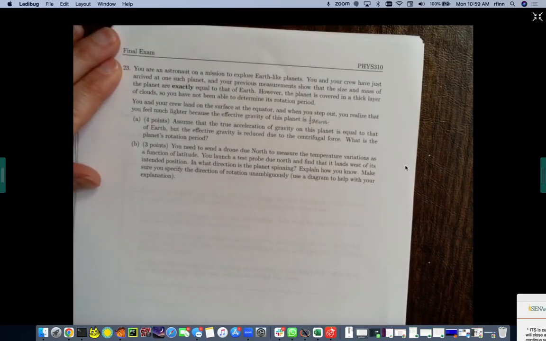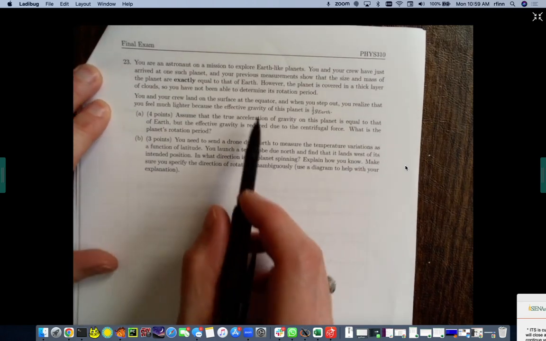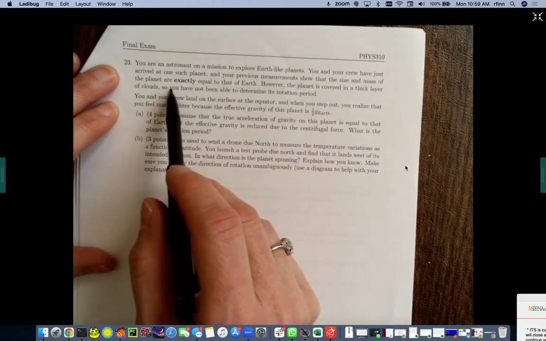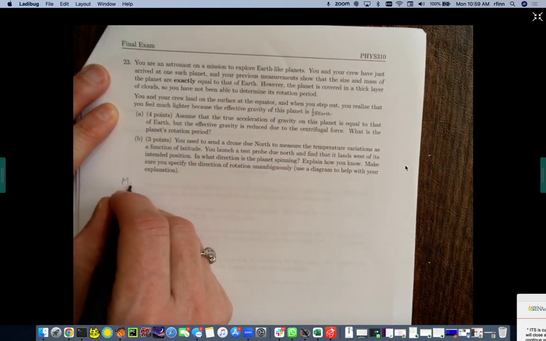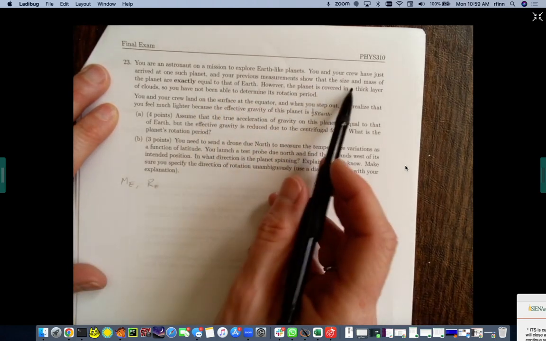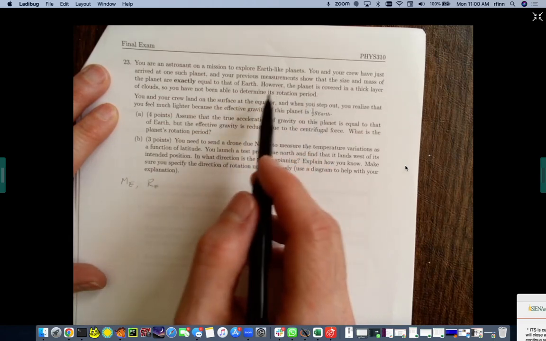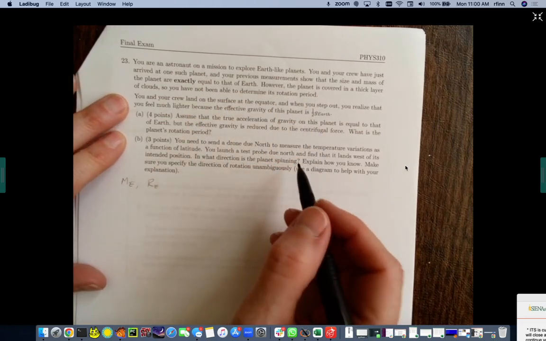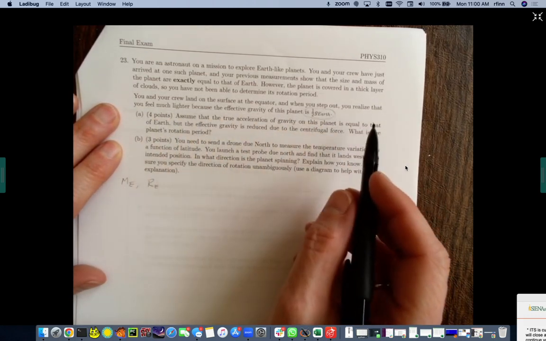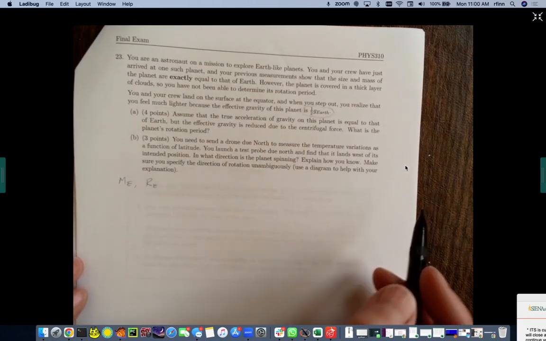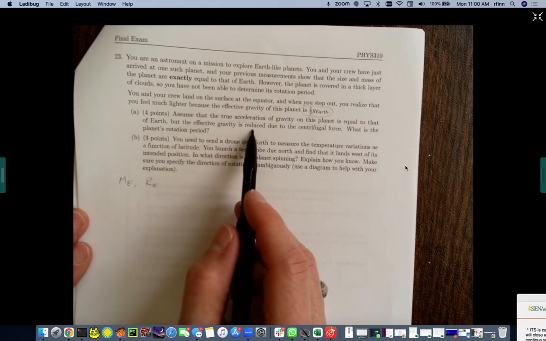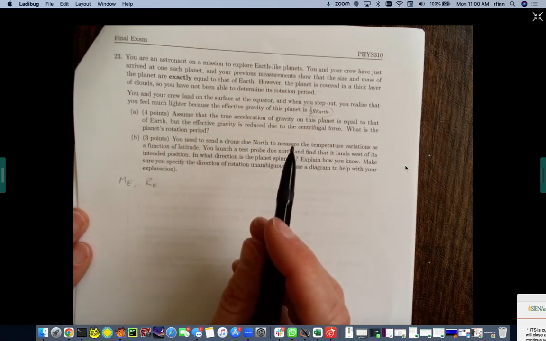Okay, I'm going to do the problem where you're an astronaut on a mission to explore an Earth-like planet. You know previously that the size and mass of the planet are exactly those of Earth. The planet has thick cloud cover, so you don't know anything about the rotation, but you land and you find that you feel much lighter, so much so that the acceleration of gravity seems to be only 1/2 of that of Earth. So assuming the true acceleration of gravity is equal to Earth's, the effective acceleration is reduced by the centrifugal force.